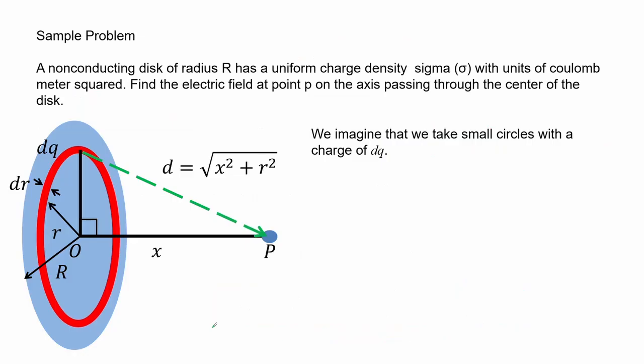Sample problem. A disk of radius r has a uniform charge density sigma with units of coulomb per meter squared. Find the electric potential at point P on the axis passing through the center of the disk. We can see from the figure some of the parameters, like the length d, seen and calculated here. We imagine that we take small circles with a charge of dq.